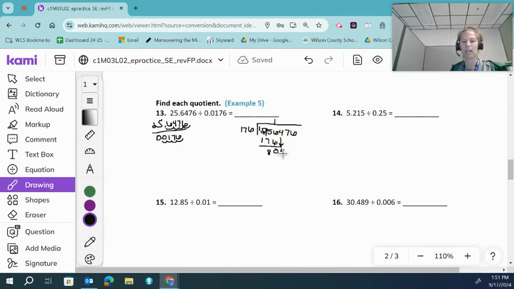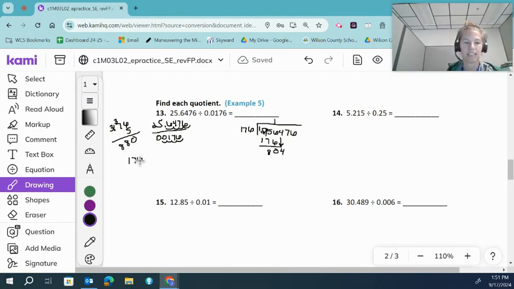176 goes into 804. Let's try 5 times. 176 times 5. This is 30. Carry my 3. 5 times 7 is 35, plus 3 is 38. Carry my 3 again. 5 times 1 is 5, plus 8. I get 880. Oh, bummer. I should have done it 4 times.